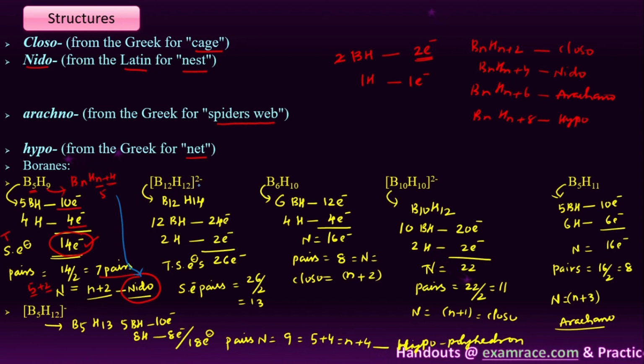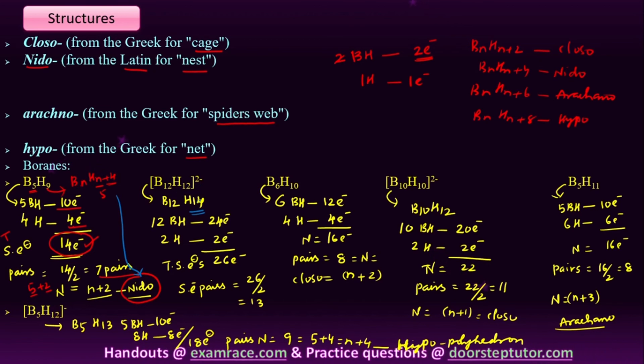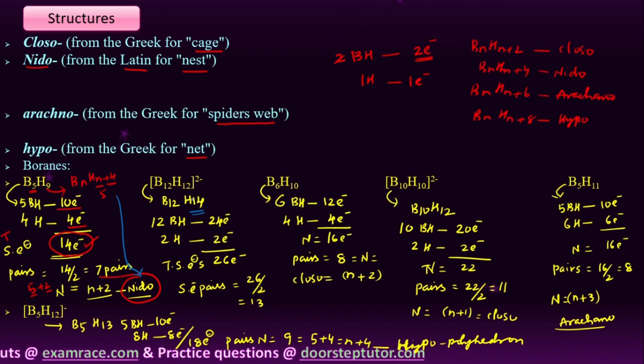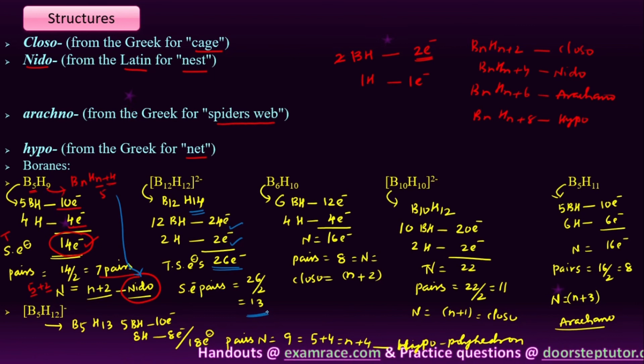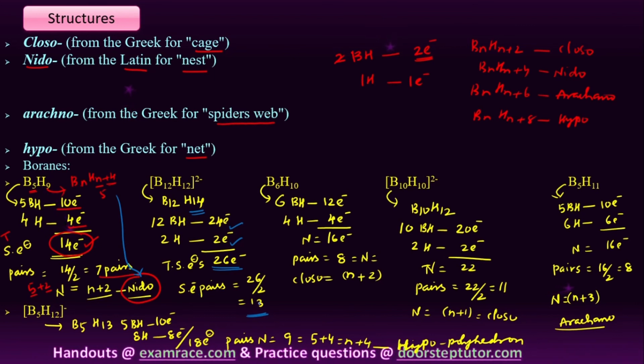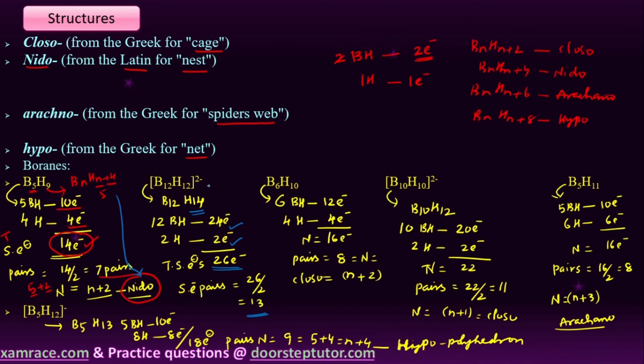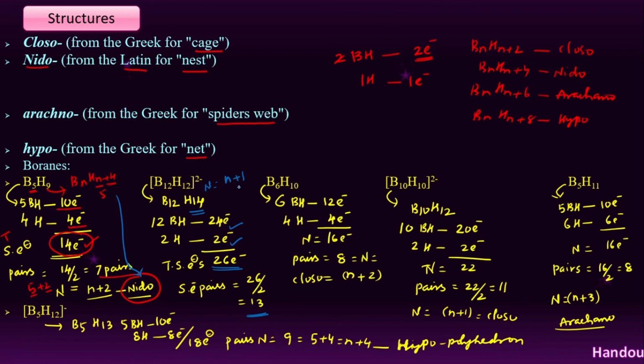Here, if it has a negative charge, student, you can assume that one negative charge contributes one electron, just as hydrogen also contributes one electron. So you can write it as B12H12, right? So 12 BH units give 24 electrons, 2 hydrogen atoms give 2 electrons, so the total number of electrons is 26. Divided by 2, you will get 13 pairs, right? So 13 pairs means n is equal to n plus 1 only.